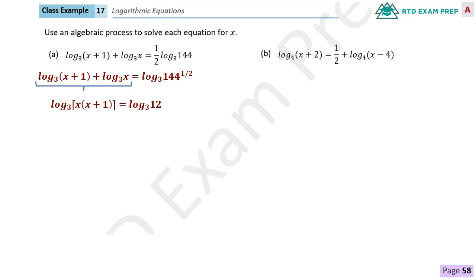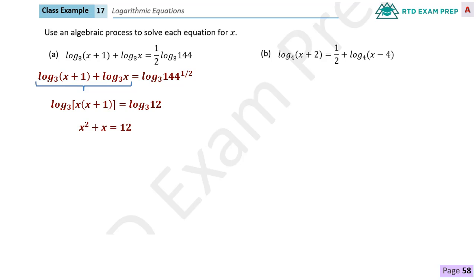Recall that an exponent of 1/2 is equivalent to taking the square root of the value, so the square root of 144 gives us 12. And then on the left side, we've multiplied that x plus 1 times x. Here we've written that in the opposite order because it's a little bit easier to write the monomial first.